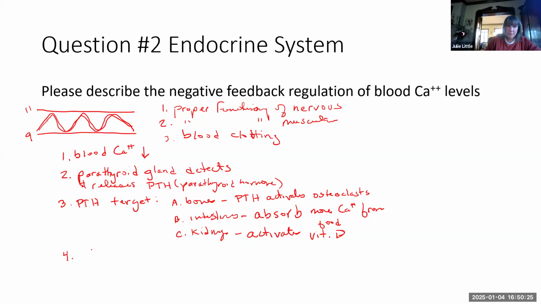So straight up, our blood calcium levels are going to increase. Something was going down, the body took steps to make it go back up. That's negative feedback regulation. This is the main way that we control our blood calcium levels. This is the main way.